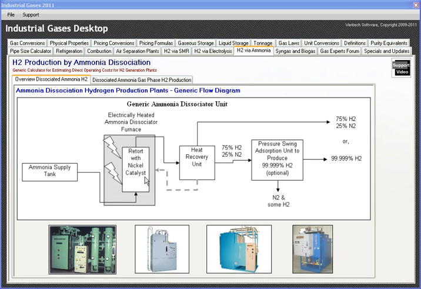Ammonia literally dissociates into its nitrogen and hydrogen components in a mixture of 75% hydrogen, 25% nitrogen. There's often a heat recovery unit or a heat exchanger to preheat the incoming gas. And for many applications, a 75%, 25% mix is fine. For some applications, the objective is to make hydrogen, so that mix would go into a pressure swing adsorption unit to produce, for example, 5/9 pure hydrogen.